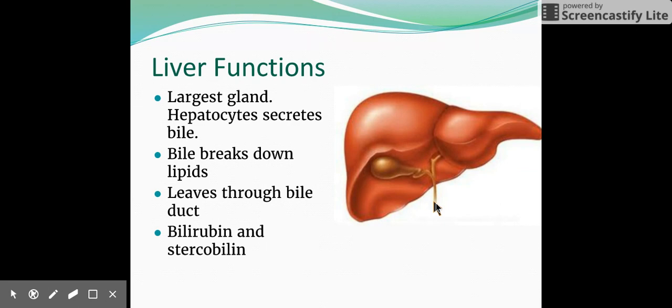Remember how the duodenum helped to digest food? Well, it doesn't have any way to make those digestive juices, so it relies on some other glands to help make them, the liver being one of them. The gallbladder, on the other hand, stores any excess bile that the liver produces. So you make bile in the liver, any excess is stored inside of the gallbladder.